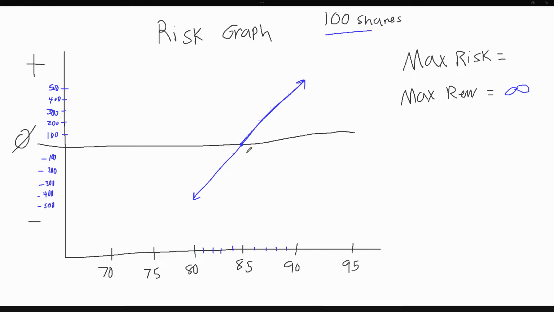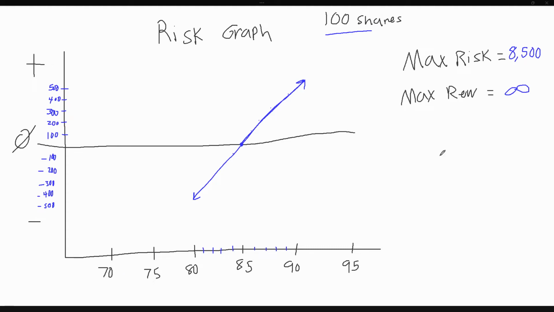Now your risk would be limited. In this case, it would say $8,500 is the most you can lose. Why? Because you bought 100 shares of stock at 85, that's $8,500 invested. If the stock goes to zero, this line will just keep going, going, going, and if it goes all the way down to zero, you will have lost your max amount, which is 8,500 bucks.